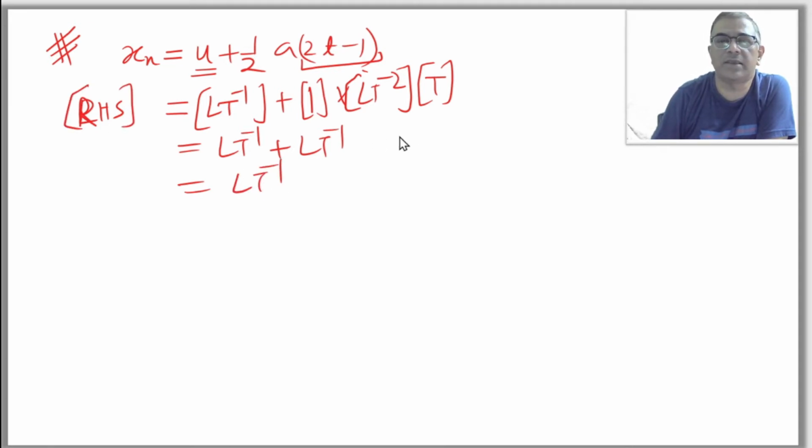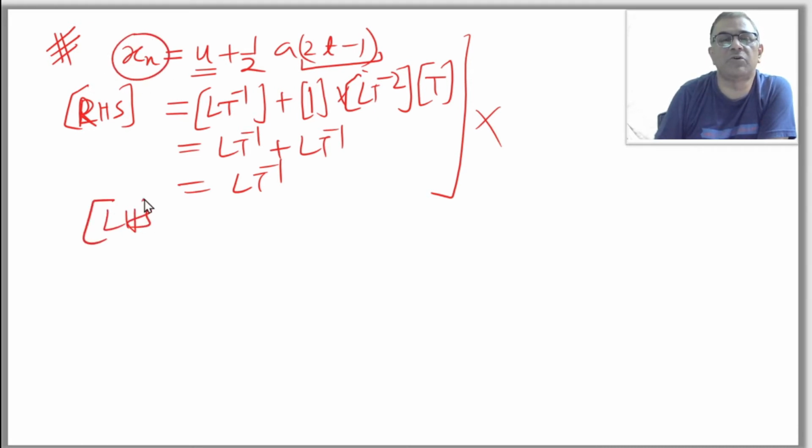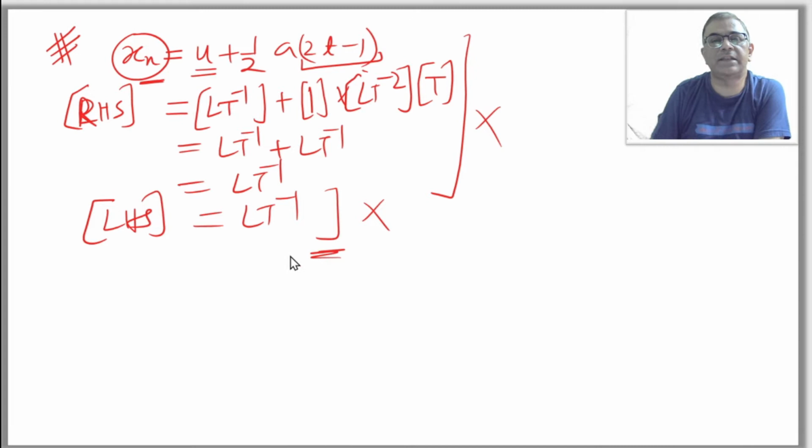This is a totally incorrect approach. The dimensional formula of the right hand side is LT^-1 and the dimensional formula of the left hand side is also LT^-1. And what I am telling you is that the dimensional formula of the right hand side is not LT^-1 but L. The dimensional formula of the left hand side is also L. Let's see how I can really justify this for you.